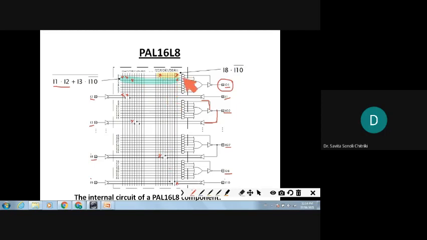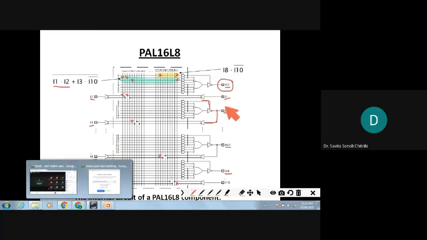This line I8 and I10 bar. Okay. All of you are with me? Yes, ma'am. Akash, Sandhya, see here. Yes, ma'am.